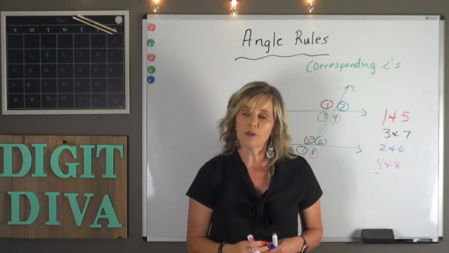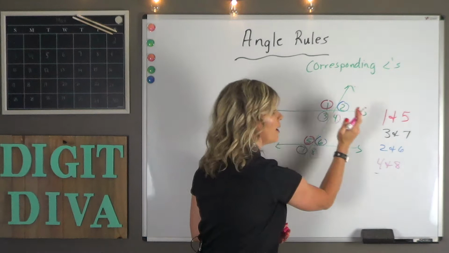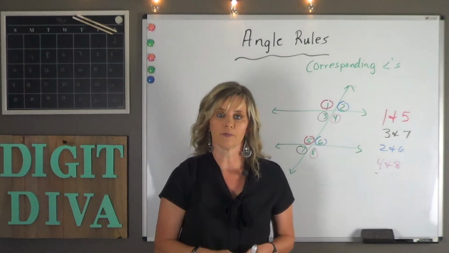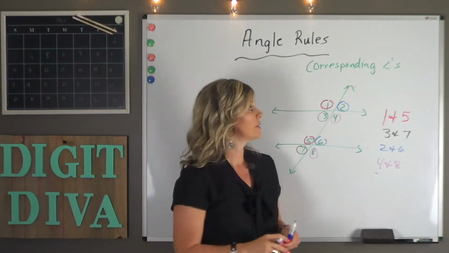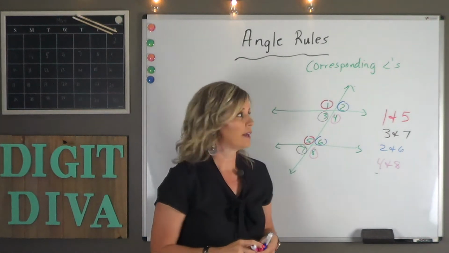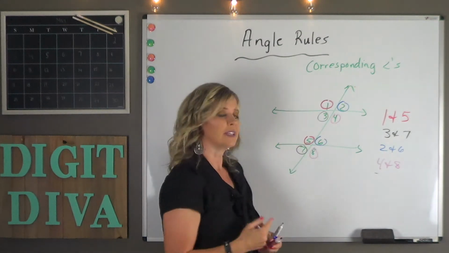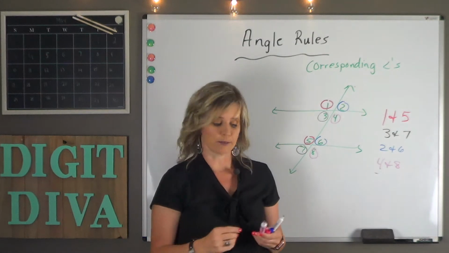Okay? They would be corresponding angles because they're both beneath the parallel lines on the right-hand side of the transversal. Again, corresponding angles are in the same relative location, either both on top of the parallel lines or both beneath the parallel lines. So that's corresponding angles. And again, they are congruent, which means they are the same size and same shape.